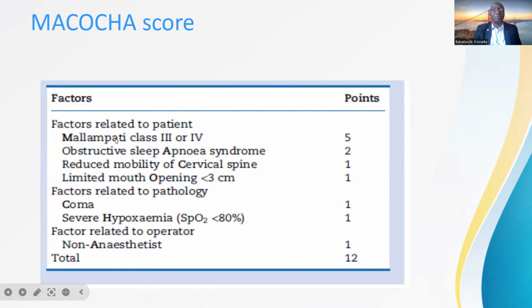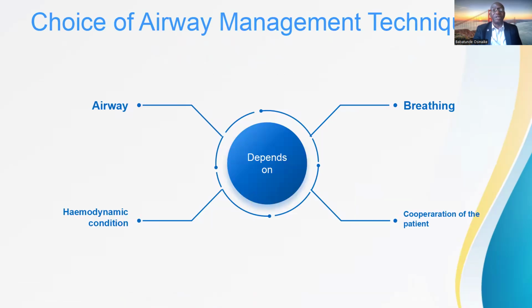MACOCHA, which stands for M, Mallampati; apnea, A; cervical spine, C; limited mouth opening, O; coma, factors related to pathology, C; severe hypoxemia, that's the H. Then the last A is whether the person intubating is a non-anesthetist or an anesthetist. So you can see all the points. So anything 3 and above, that patient is a potential difficult airway patient, and they must be prepared with all the facilities for difficult airway management.